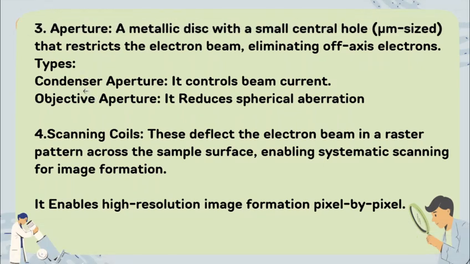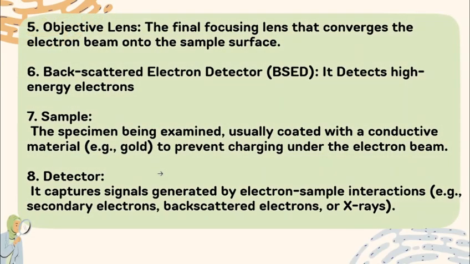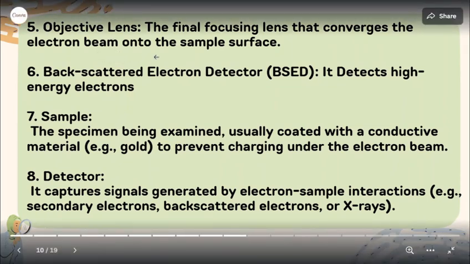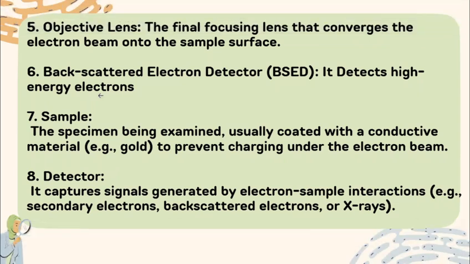There are two types of aperture. Condenser aperture controls the beam current. Objective aperture reduces the spherical aberration. Scanning coils deflect the electron beam in a raster pattern across the sample surface. It enables high resolution image formation pixel by pixel. Next one, objective lens. The lens is used for convergence of the electron beam onto the sample surface. Backscattered electron detector detects the high energy electrons.